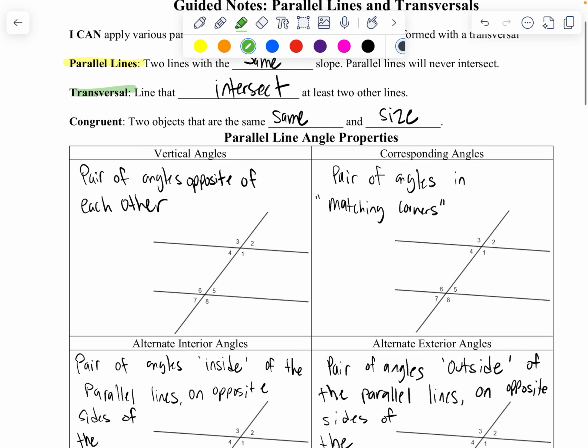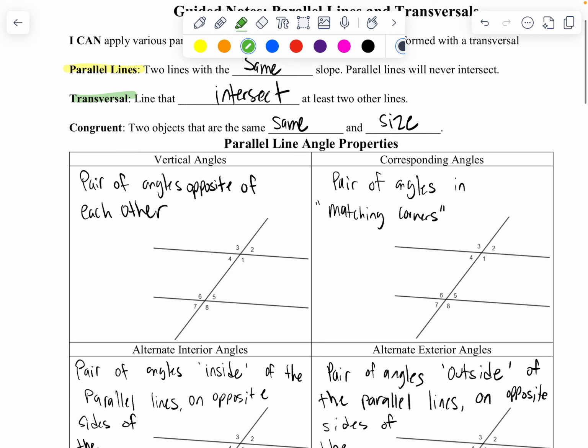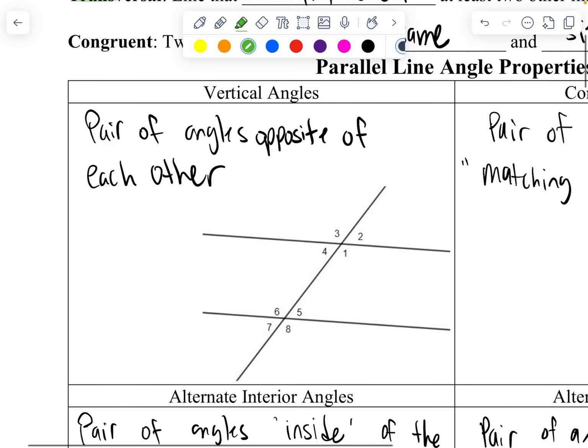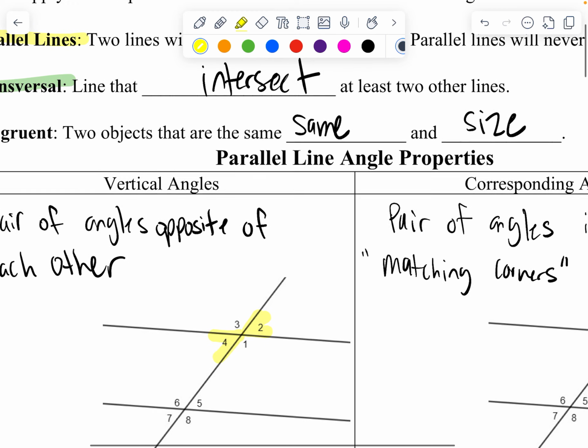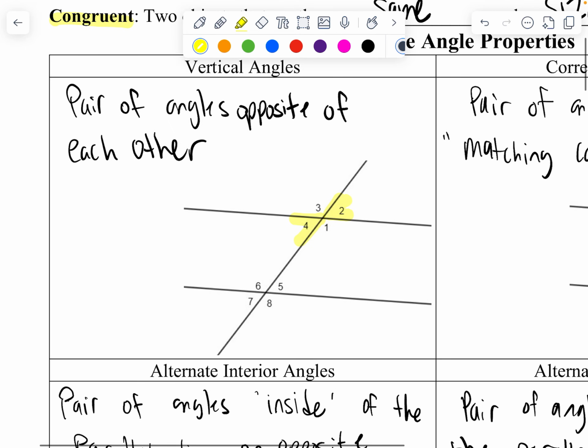All right, so let's talk about parallel line angle properties. So first off, we have vertical angles. Vertical angles are a pair of angles opposite of each other. So for example, 2 and 4 are directly opposite of each other. Those are vertical angles, and thus we call them congruent, right? Because they are the same shape and size angle. They're literally the exact same. So if this was 30 degrees, you would be guaranteed that's also 30 degrees.